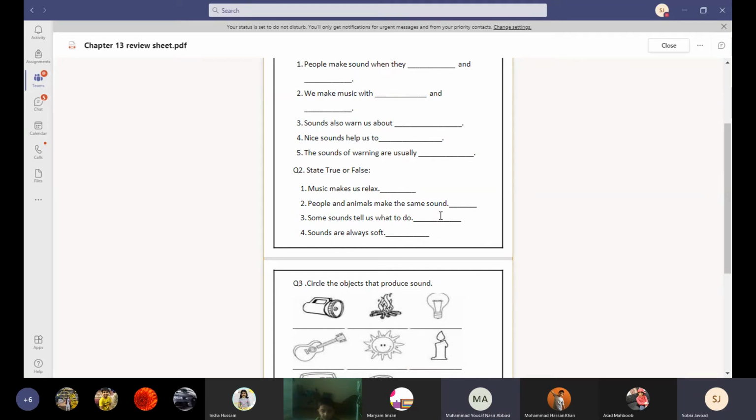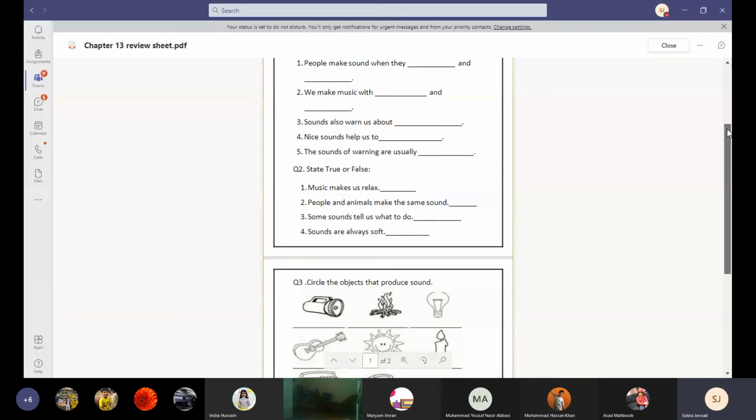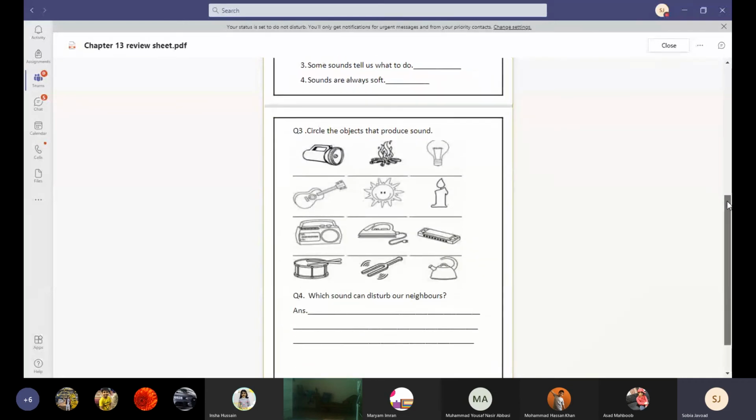Some sounds tell us what to do. Yes, it's true, because when we hear the sound of a fire alarm, we have to go out. So some sounds tell us, even a honking car horn, then you are aware. Sounds are always soft. No, false. Okay, what are you asking, Dita? Is this in the science booklet? No, Dita. I have shared these worksheets on MS Teams and your OneNote. These are the review sheets. All right?